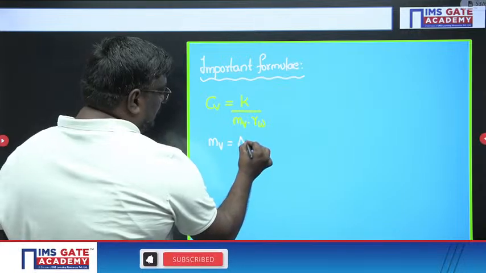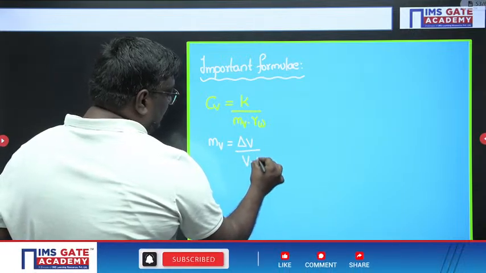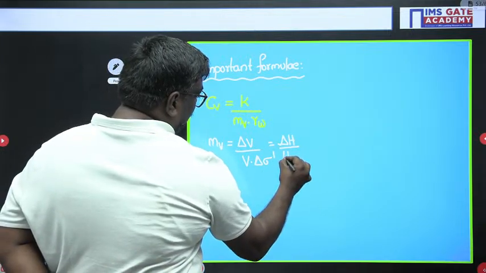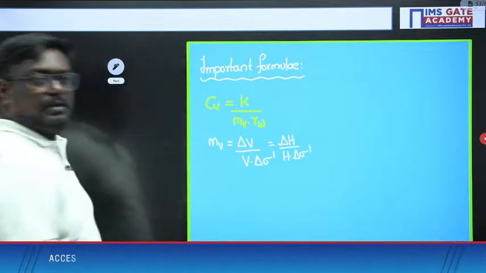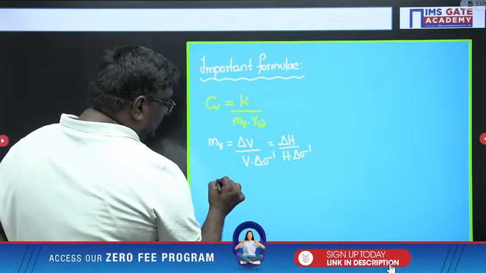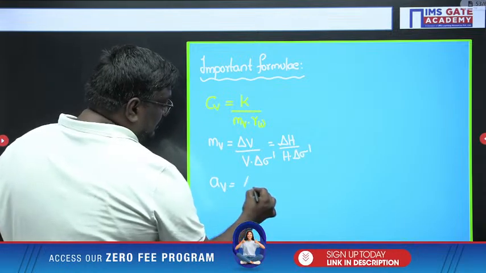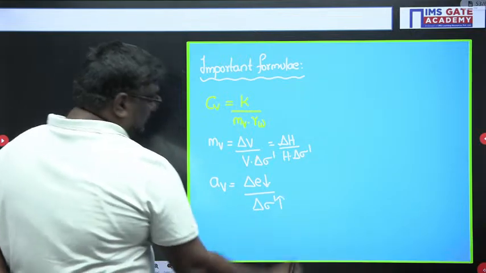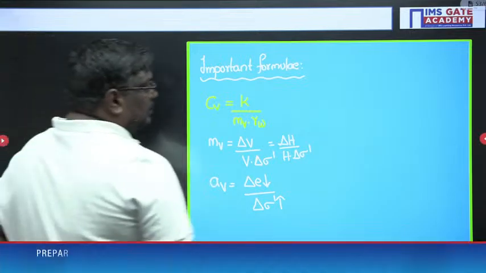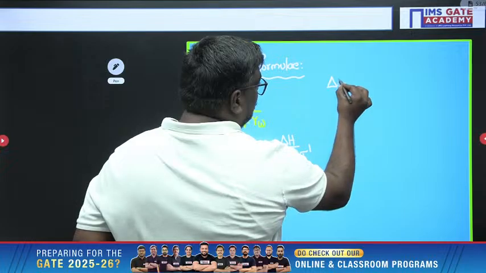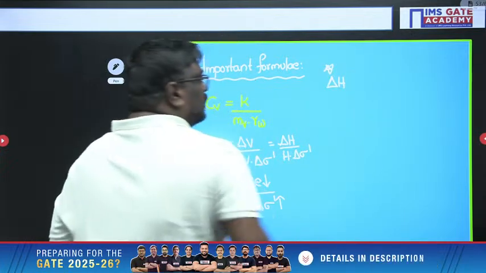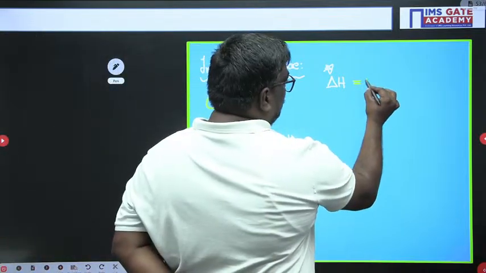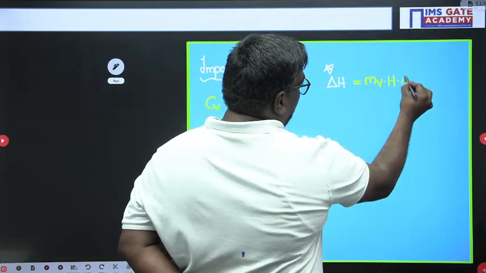Volume compressibility is given by the formula delta V by V into delta sigma dash. This can also be written as delta H by H into H into delta sigma dash, because area will be the same. Next, av can also be written as the ratio of decrease in void ratio per unit increase in effective stress. Now you know already, delta H, the very important formula for settlement. Delta H is equal to mv into H into delta sigma dash.